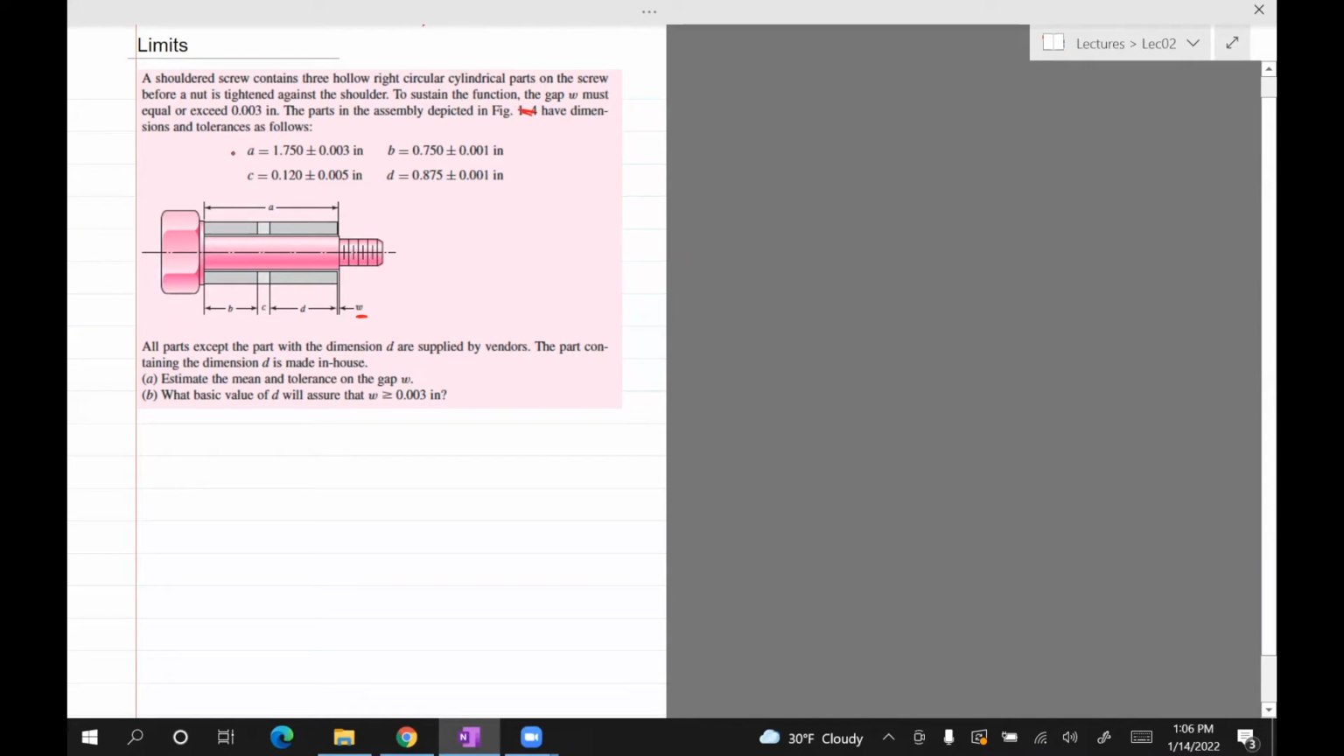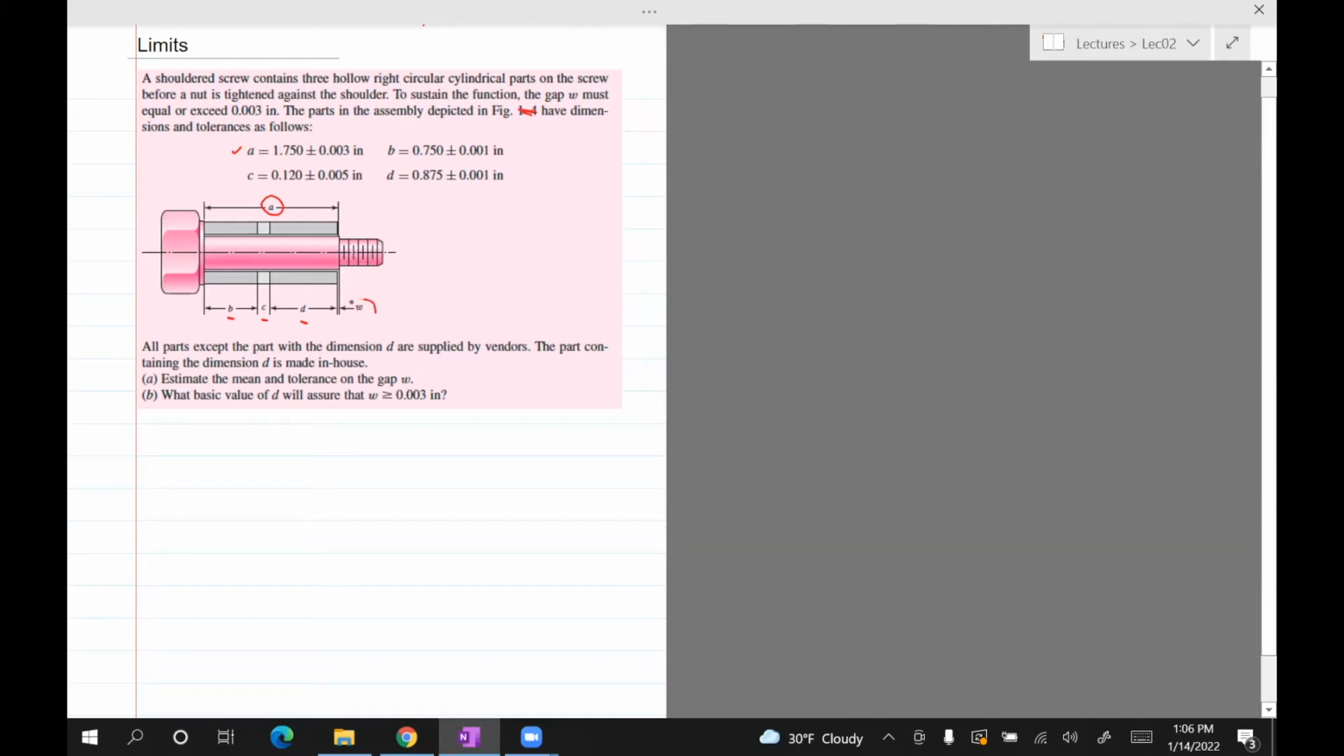So here we're given bilateral tolerances for A, B, C, and D. And you can see A is this, B is here, C is here, D is here. All parts except the part with the dimension D are supplied by the vendor. The part containing the dimension D is made in-house. Estimate the mean and tolerance on the gap W.